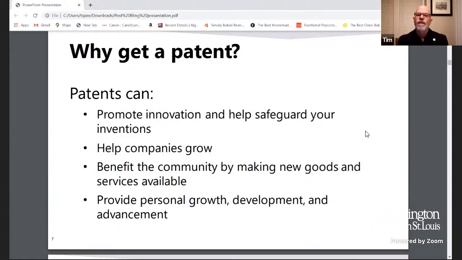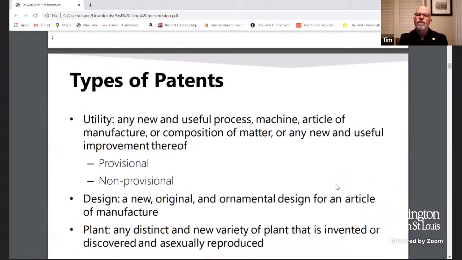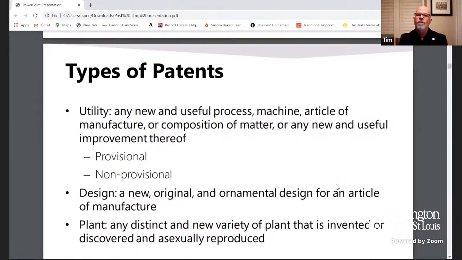For the community, we encourage it to promote progress, making new goods, new things available continuously, helping the economy. The patent system has done that from the very beginning and continues to do that here. And additionally, personal growth, development, and personal advancement for people who invent and like to do that sort of thing. It's great to have your rights protected.